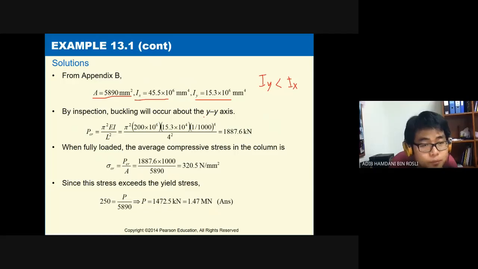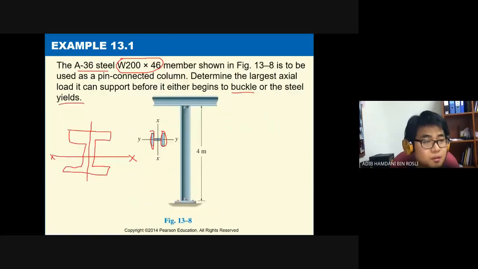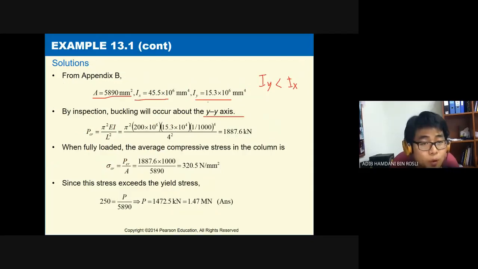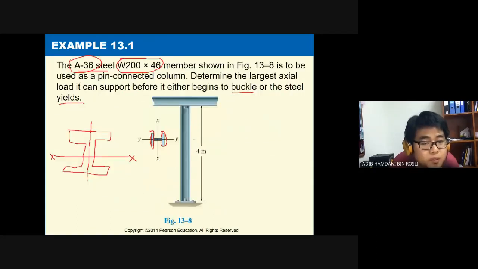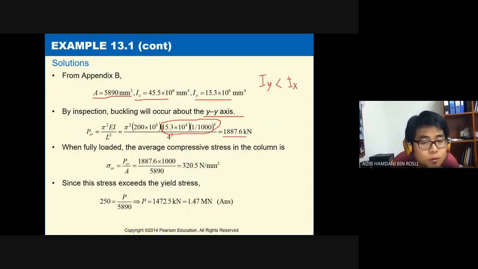So we check about the weaker axis, which is the y axis, and we simply put into the equation the critical buckling load, P critical equals pi squared EI over L squared. E is 200 gigapascal for the A36 steel. I is Iyy, because Iyy is the weaker axis. And L is the length, which is 4 meters. Then you will get your critical buckling load of 1887.6 kN.